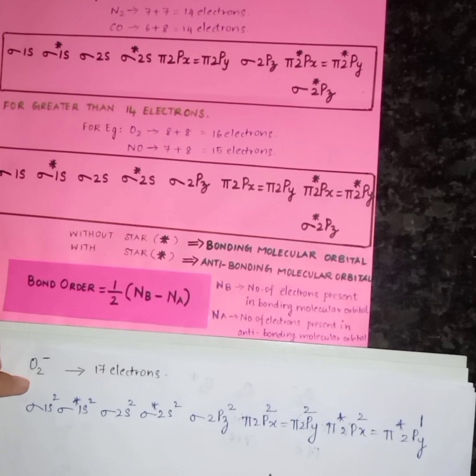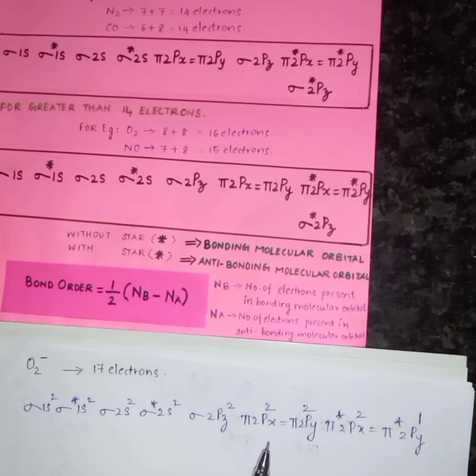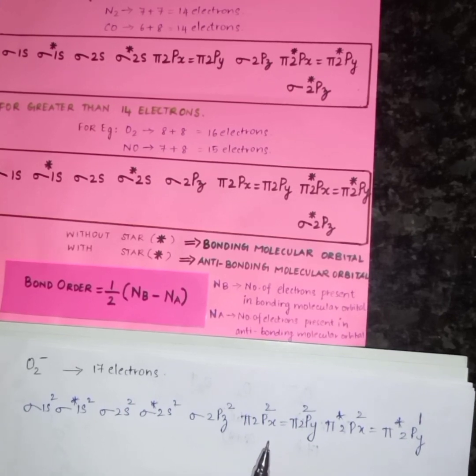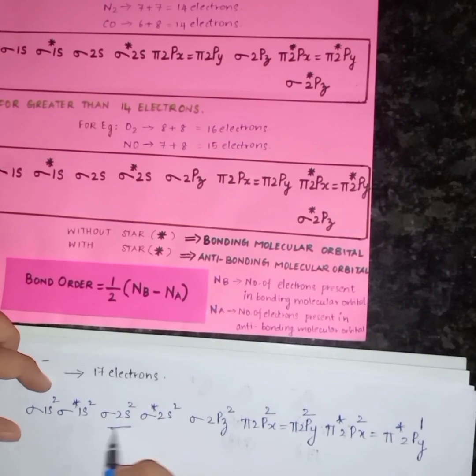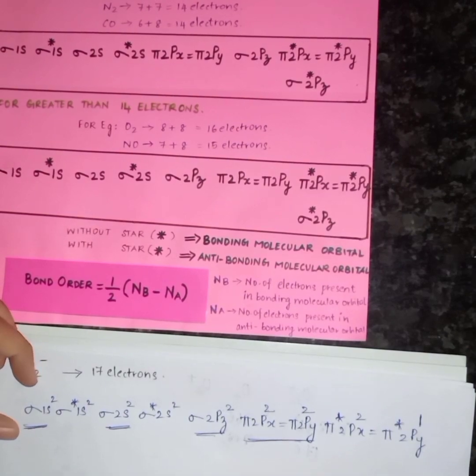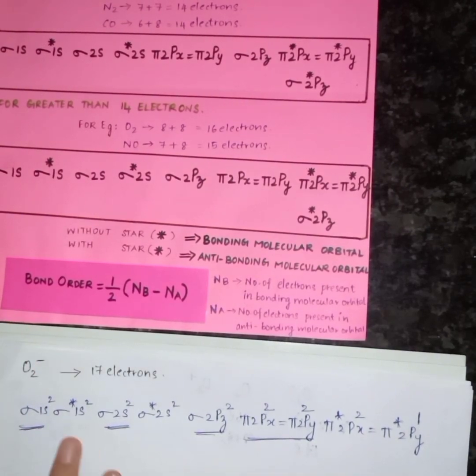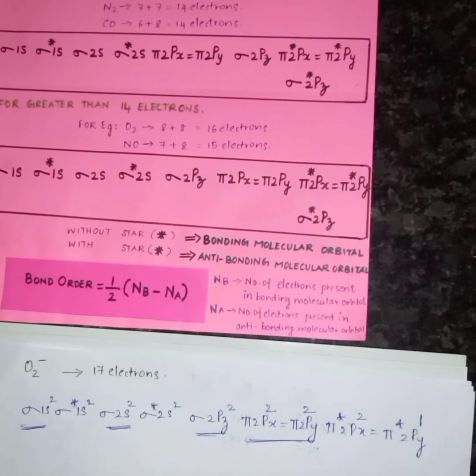So now you have to apply this formula. Bond order is equal to half into Nb minus Na. What is Nb? Nb is the number of electrons present in the bonding molecular orbital, and Na is the number of electrons present in the anti-bonding molecular orbital. Those orbitals which are present without star are the bonding molecular orbitals. The orbitals which are having the star symbol are called the anti-bonding molecular orbitals. So let us apply that formula.